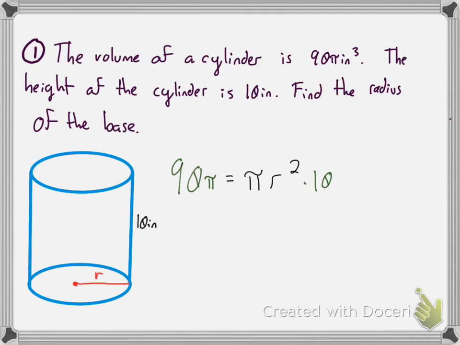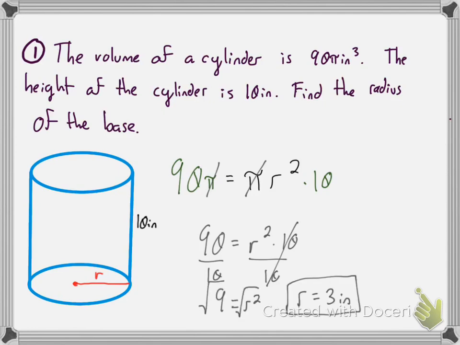So first, I'm going to simplify. I'm going to get rid of pi on both sides. Now this problem looks a little bit better. I'm going to divide both sides by 10. I'm left with 9 equals r squared. My last step is to square root both sides, and I can see that my radius is 3 inches.